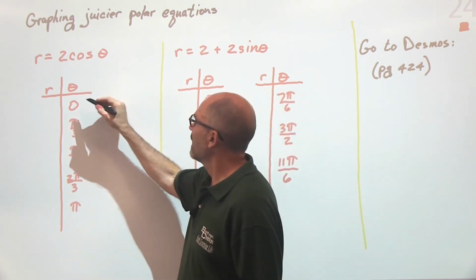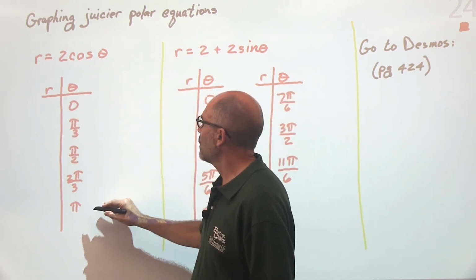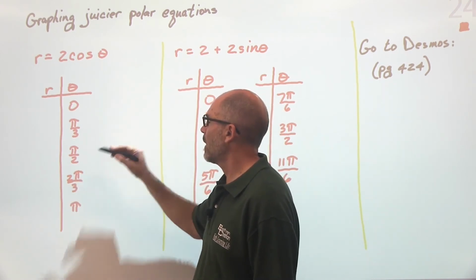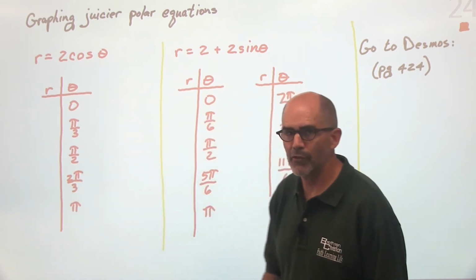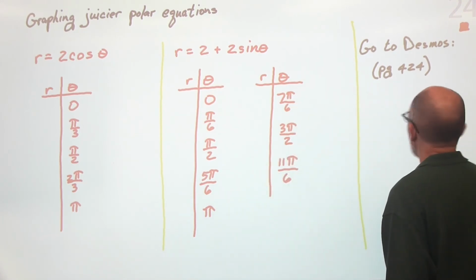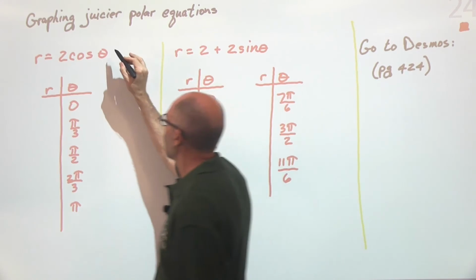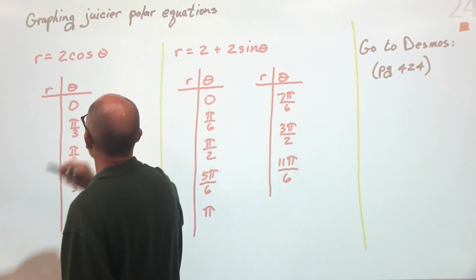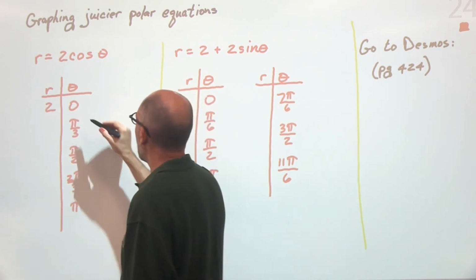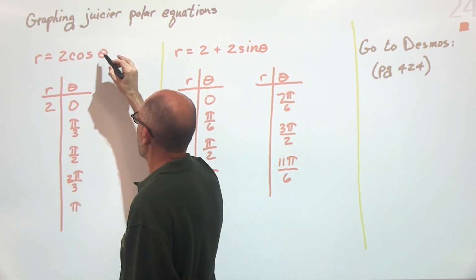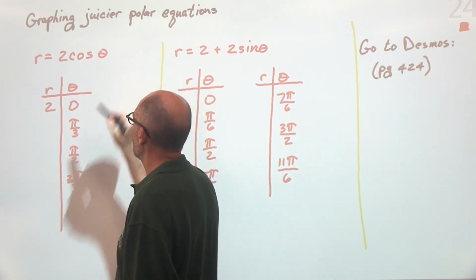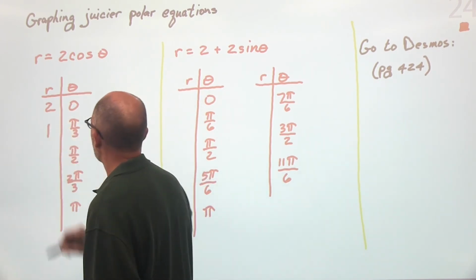So what I'm picking is the thetas that make cosine convenient, and those thetas are going to be pi over 3, 2 pi over 3, 4 pi over 3, 5 pi over 3, and the quadrantal angles, of course. So when I put in a 0 for theta, cosine of 0 is 1, 2 times 1 is 2. I put in pi over 3. Well, cosine of pi over 3 is 1/2. 2 times 1/2 is 1.